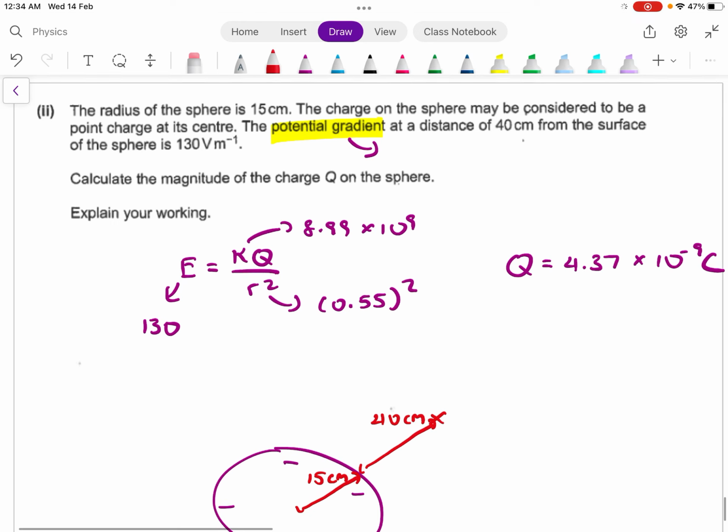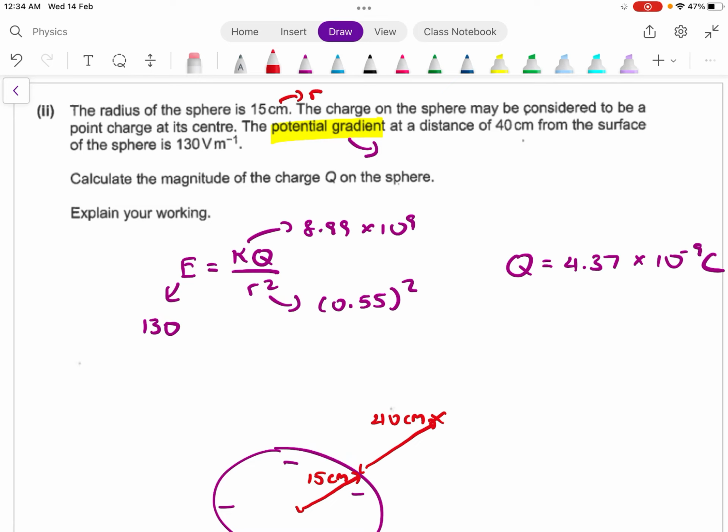Let's move on to part 2. Part 2 is back to calculation. We have the radius of the sphere to be 15 centimeter. The charge on the sphere may be considered to be a point charge at the center. The important thing is the potential gradient at a distance of 40 centimeter from the surface is given as 130 volt per meter. Calculate the magnitude of the charge on the sphere.